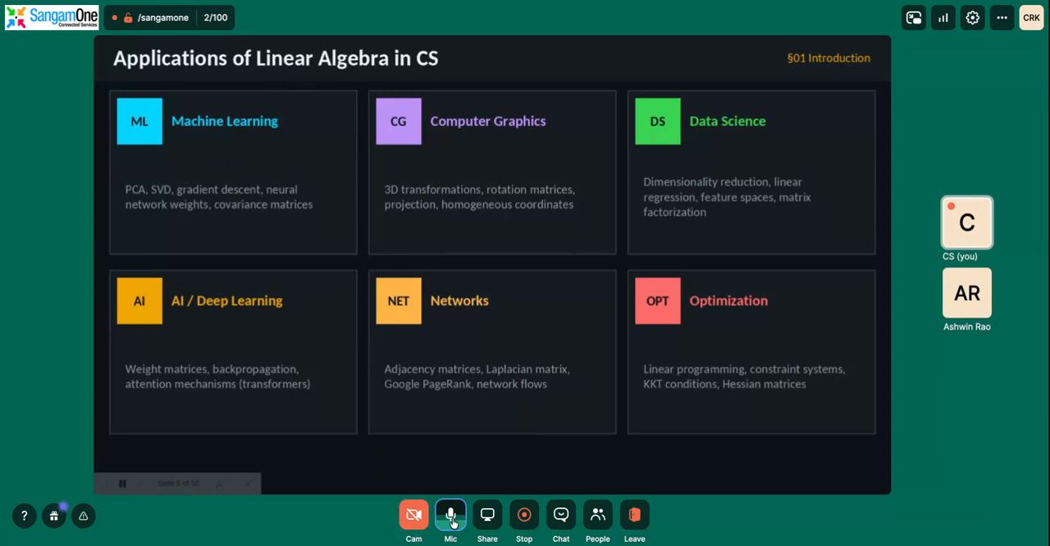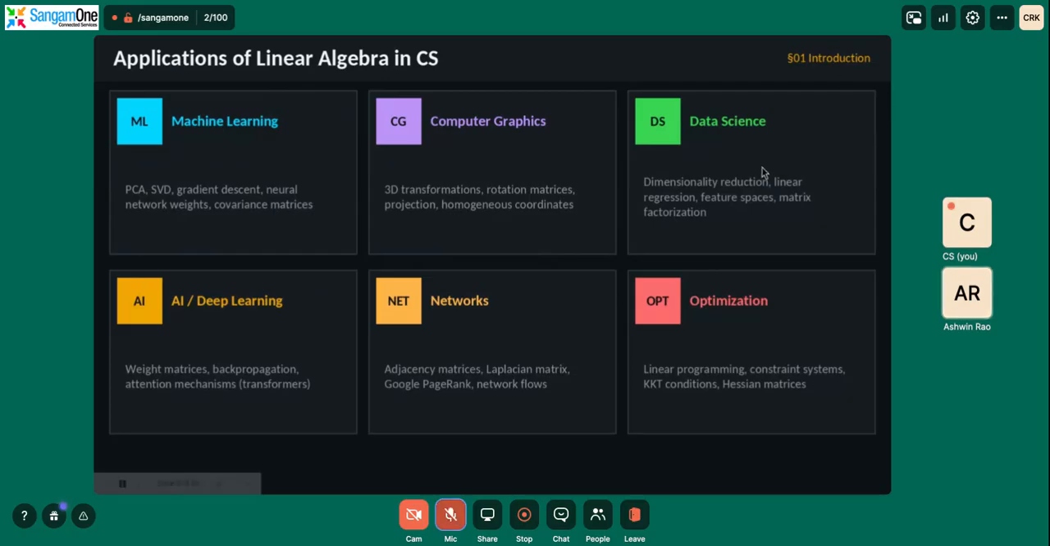What is the KKT condition? You can note it down and tell us in the next class, please. No, KKT conditions are the Karush-Kuhn-Tucker conditions. These are for optimization problems with constraints. This helps find the maximum value, minimum value, and optimal solution, sir. Okay.